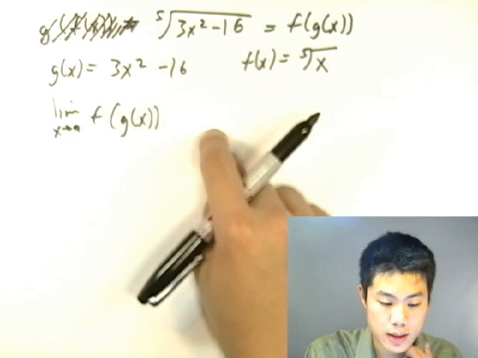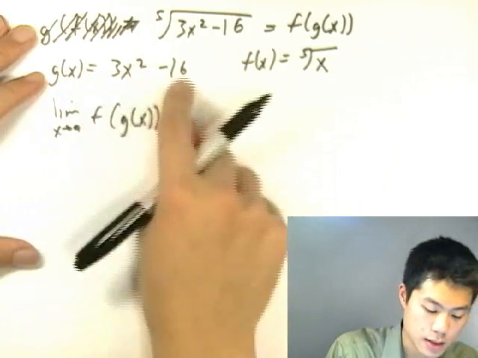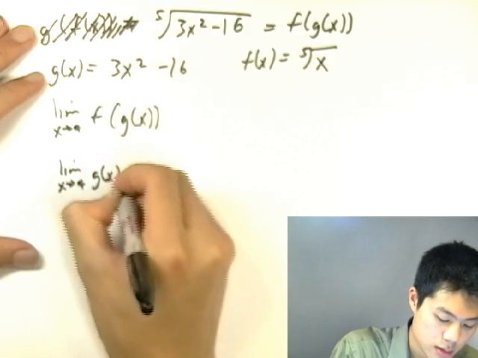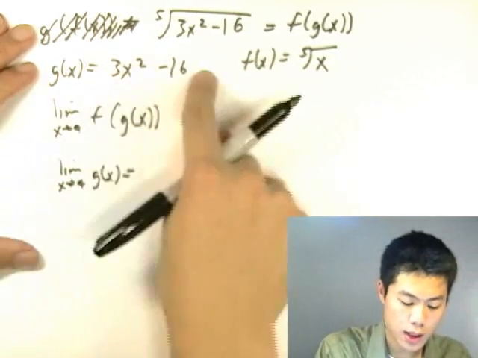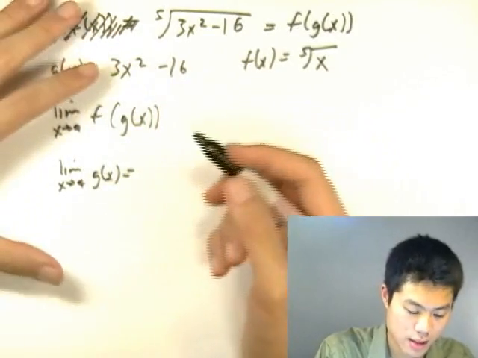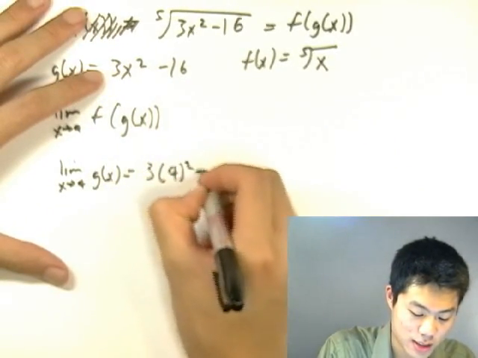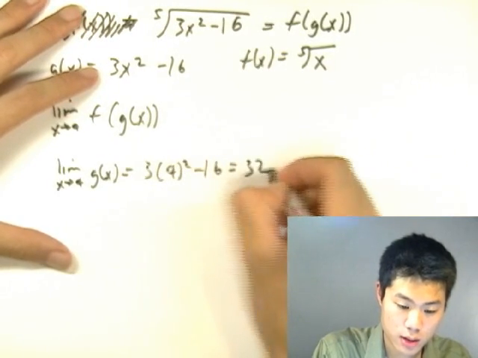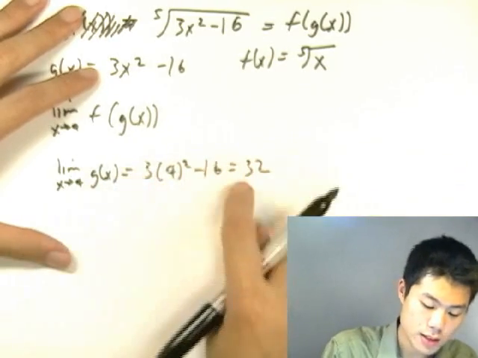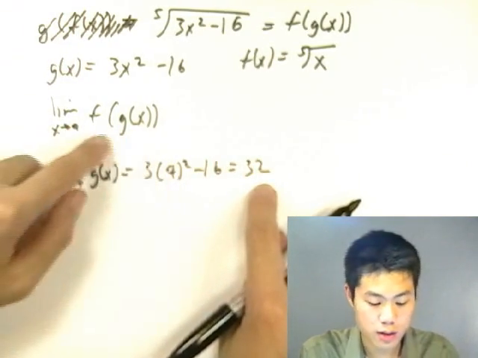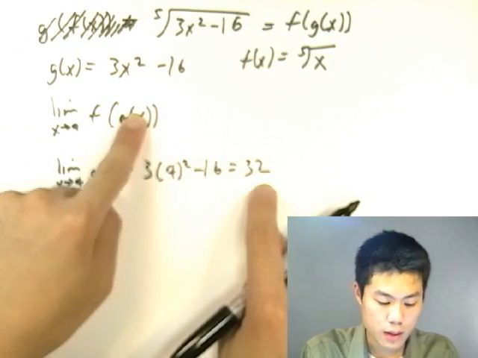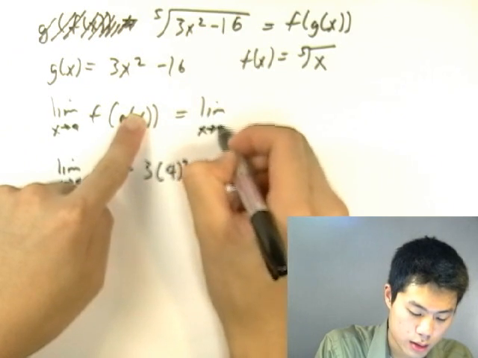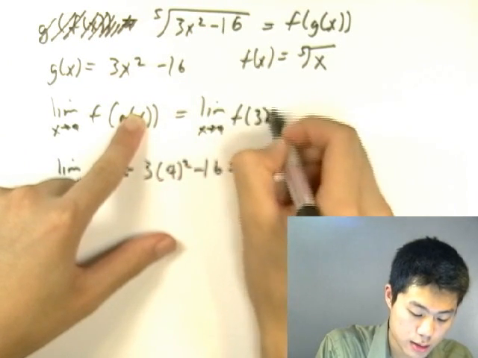Okay, so let's take a look at this. So since this limit, what is this limit equal to? This limit is just going to be a simple substitution, like that, right? So that is going to equal 32, right? So now we have 32. So this inner function is going to approach 32, and therefore it's going to be like this, right?